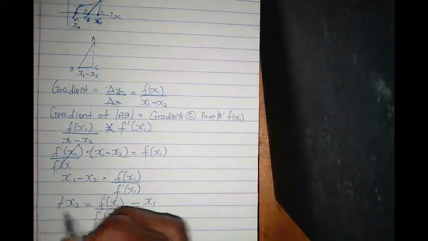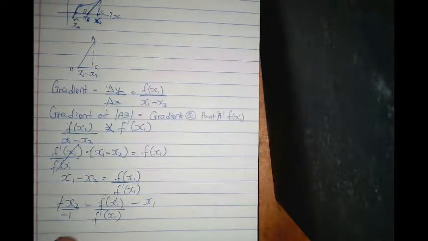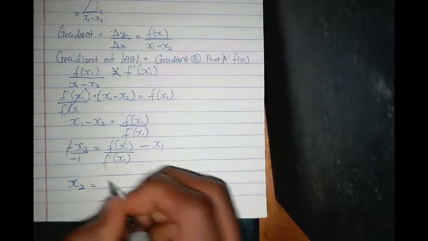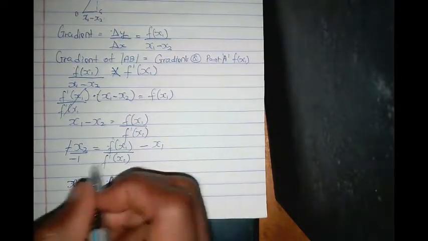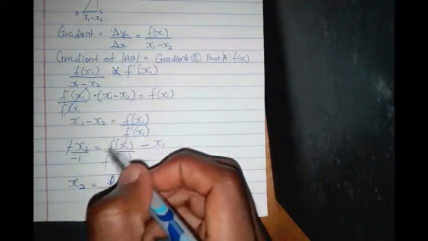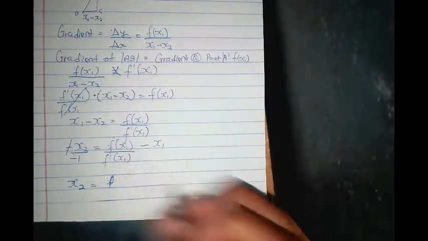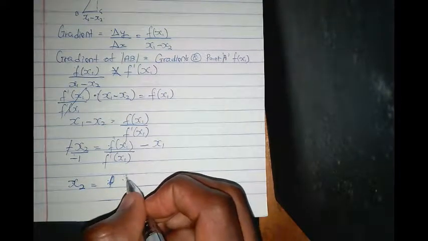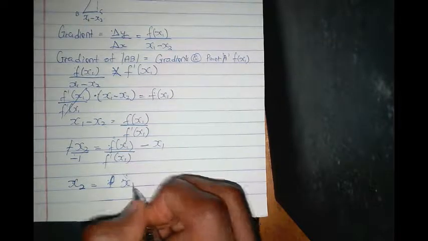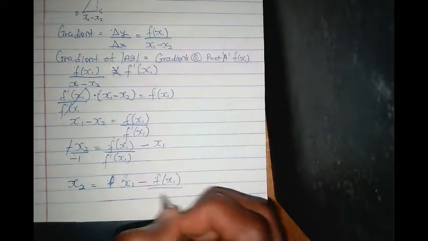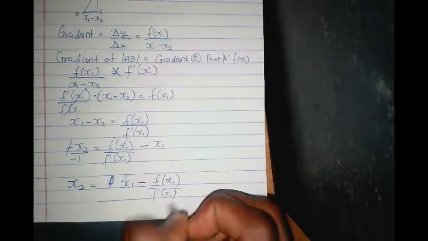So you literally just divide both sides by negative 1. So that leaves x2 equal to... sorry, since we divide both sides by negative 1, the signs will change, or in other words, you multiply both sides by negative 1. So the sign will change, and you have x1 minus f of x1 over f prime of x1.